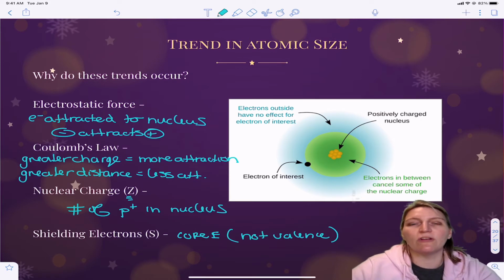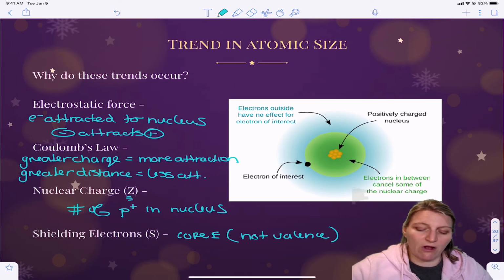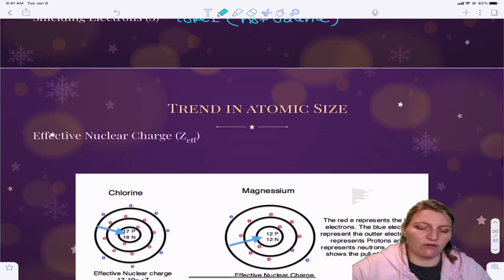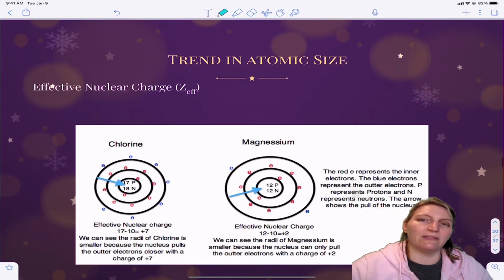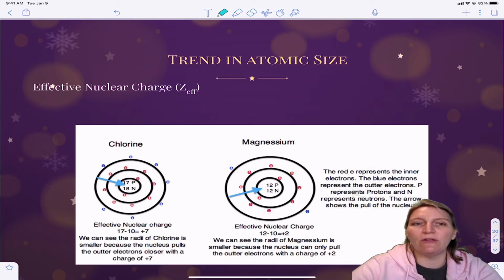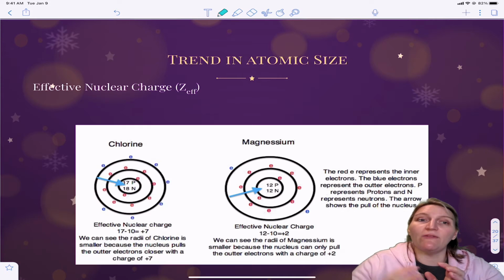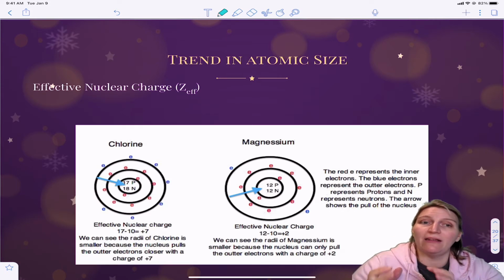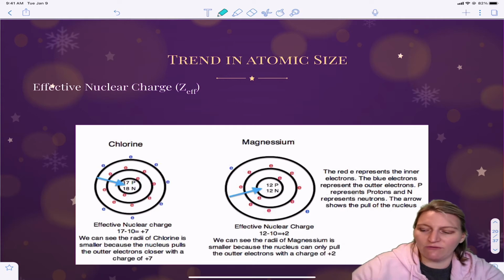So core electrons are shielding electrons, and those are all the electrons that are not valence electrons. What really determines how much attraction the outer electron feels for the nucleus is something that we call effective nuclear charge. It doesn't matter if there's 20 protons in the nucleus. If there's a lot of electrons shielding the nucleus, then that outer electron doesn't feel the whole pull of 20 protons.